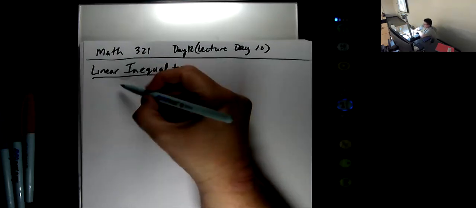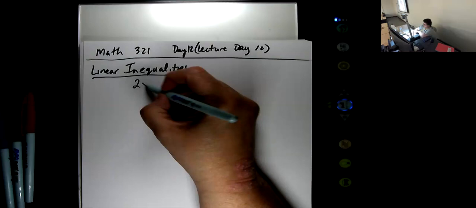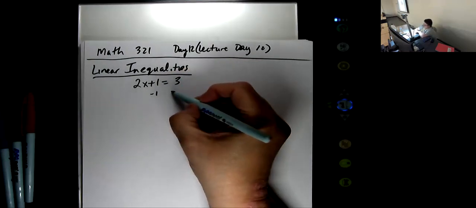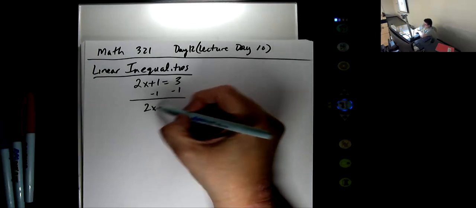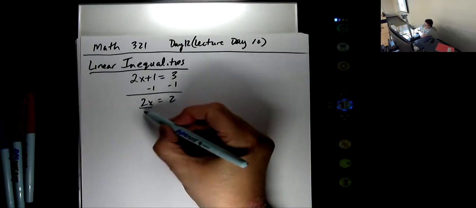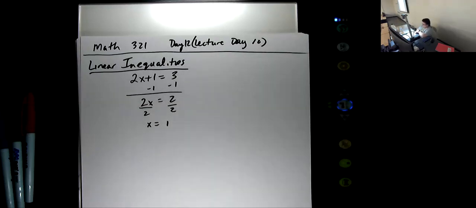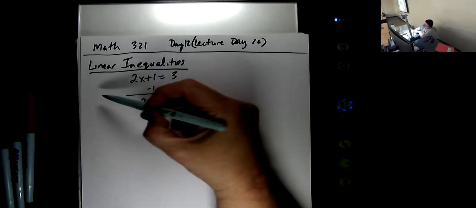Previously, we solved questions like 2x plus 1 equals 3. And we solved them by subtracting 1 from both sides and getting 2, and then dividing by 2, and we get x equals 1. That's an equality.